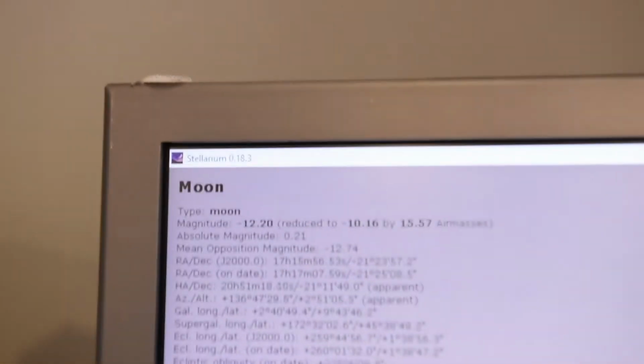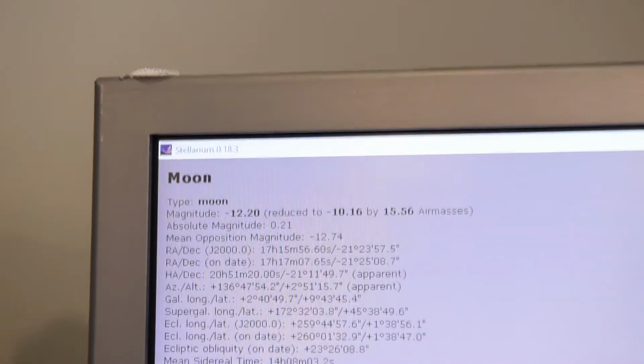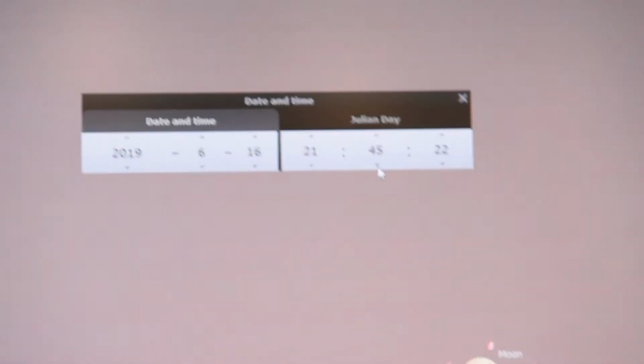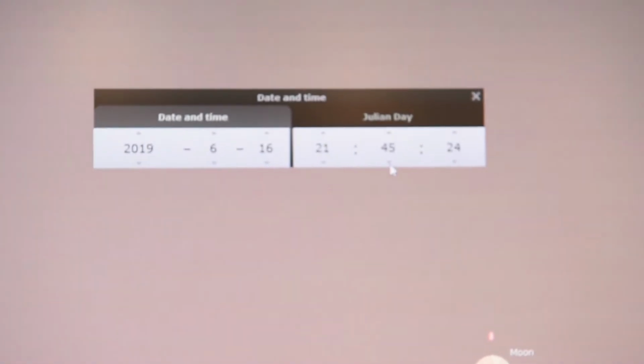So how I've got it is, this is a program, it's a really good program, it's free, it's called Stellarium. You can just grab that off the internet and it's really good for learning about the night sky and planning what you want to do. So there's our rough time where the moon is going to be rising.